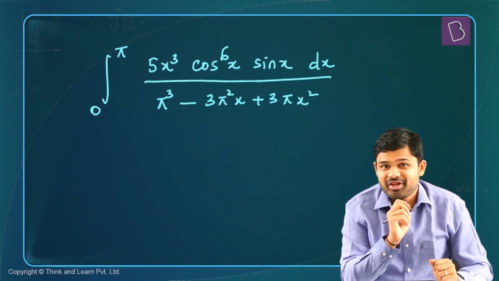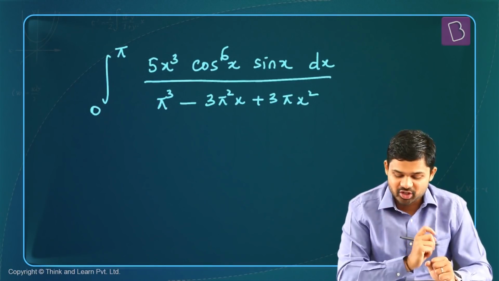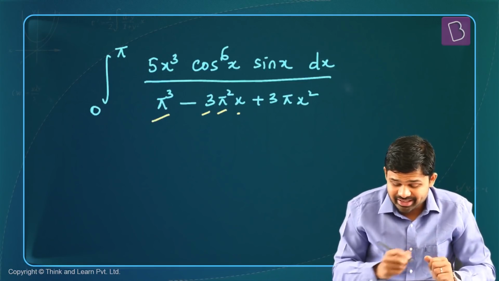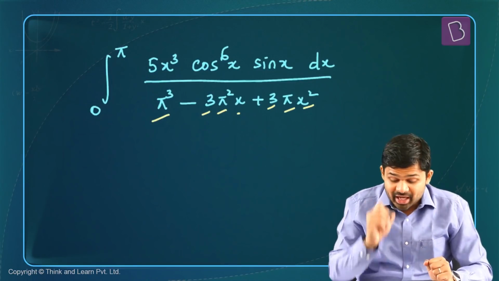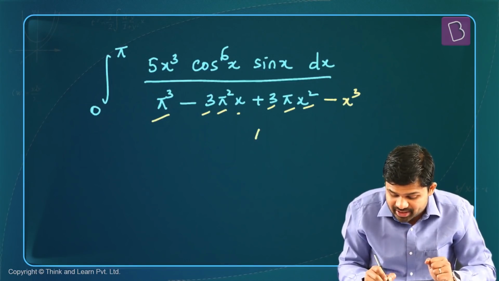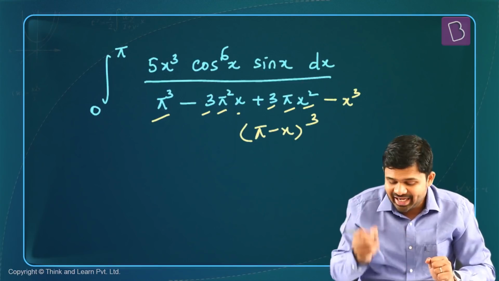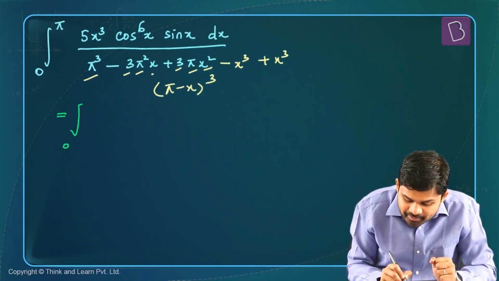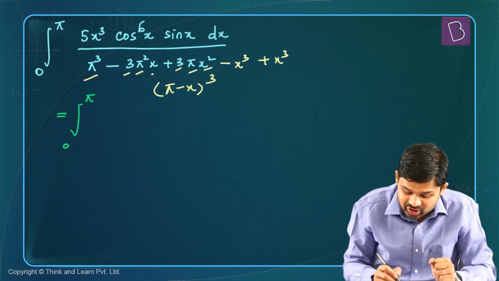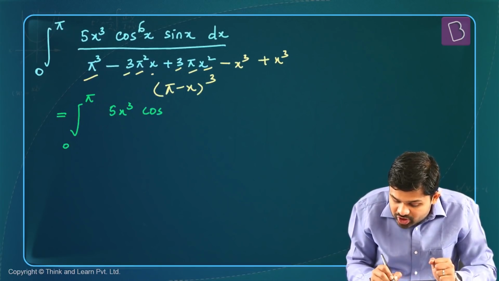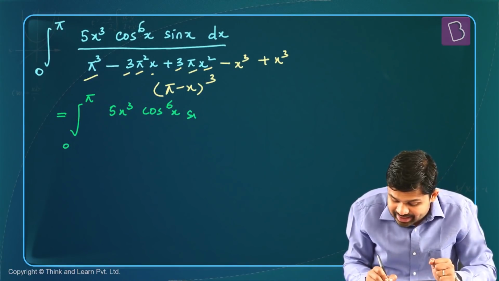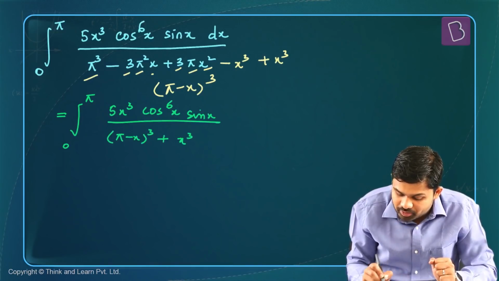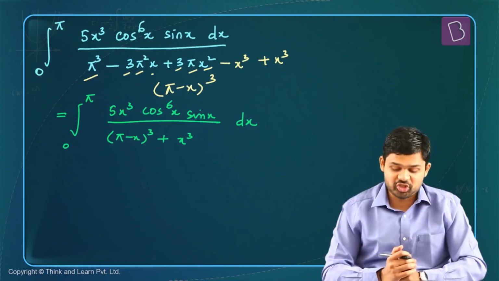Well, using properties of definite integrals, this question is actually not a very difficult question. So in the denominator, you have pi cubed, minus 3 times pi squared x, plus 3 times pi x squared. If I subtract an x cubed from here, this becomes nothing but pi minus x the whole cubed, and then of course I have to add the x cubed. So I'm going to change my denominator and write it as pi minus x the whole cubed plus x cubed. So 5x cubed cos to the power 6x sin x divided by pi minus x the whole cubed plus x cubed dx. This is my restated problem statement.